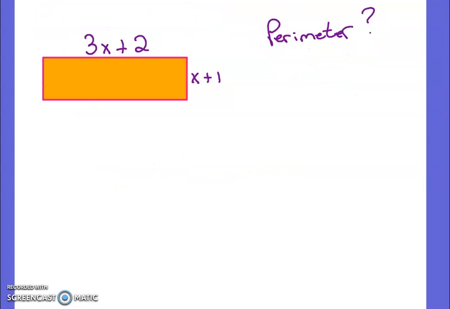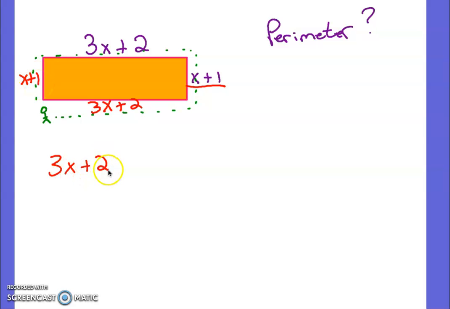Now, if I had a problem like this and I asked you to find the perimeter, well, remember what perimeter means. If I was to walk around this object and add all 4 sides, that's really what perimeter is. So if I added all 4 of those sides, remember, this is 3x plus 2, so is this one. And if this side's x plus 1, so is this one. And so you're just going to add literally 3x plus 2 plus x plus 1. So literally walk around that object.